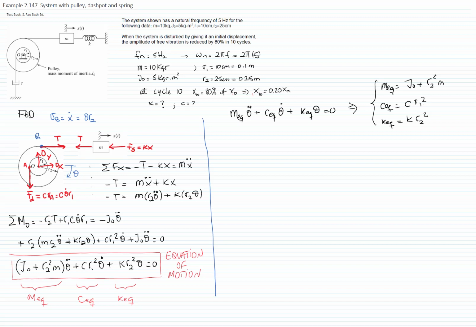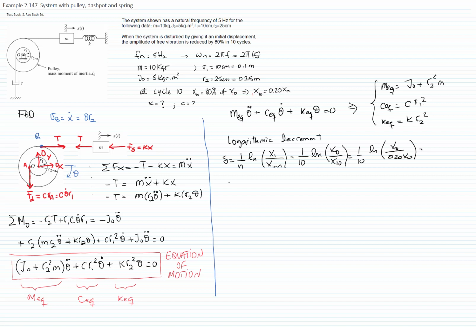In order to relate the amplitude at cycle 10 with the amplitude at the initial of the vibrating motion, we will use the logarithmic decrement. If we have not two consecutive amplitudes in one cycle, but two amplitudes in a lapse of 10 cycles, we use 1 over n times the logarithm of the amplitude 1 over the amplitude after that amount of cycles, in this case 10. It's 1 over 10 logarithm of x0 over 0.20 x0. That's 1 over 10 logarithm of 1 over 0.2, which gives our logarithmic decrement as 0.1609.